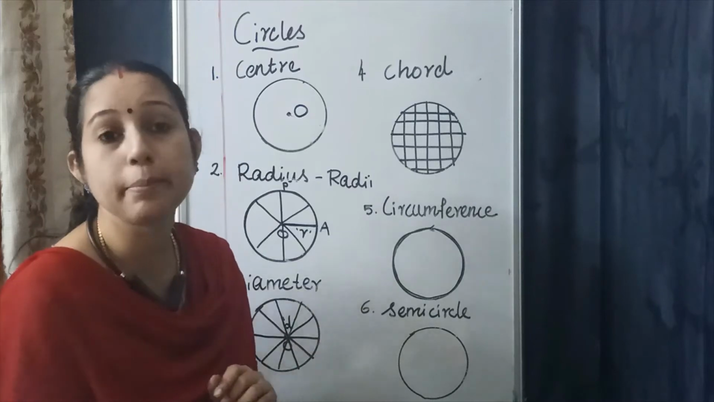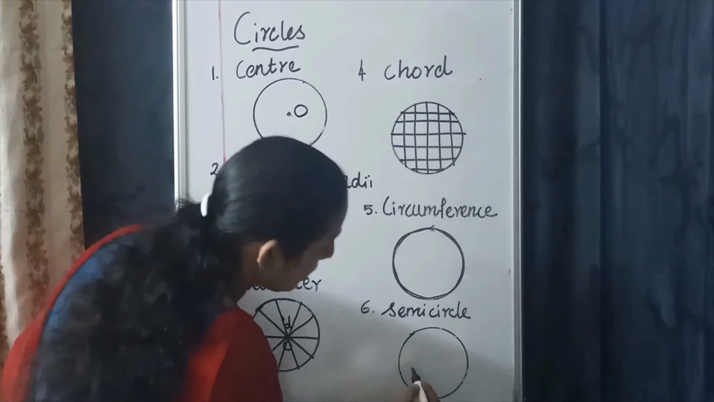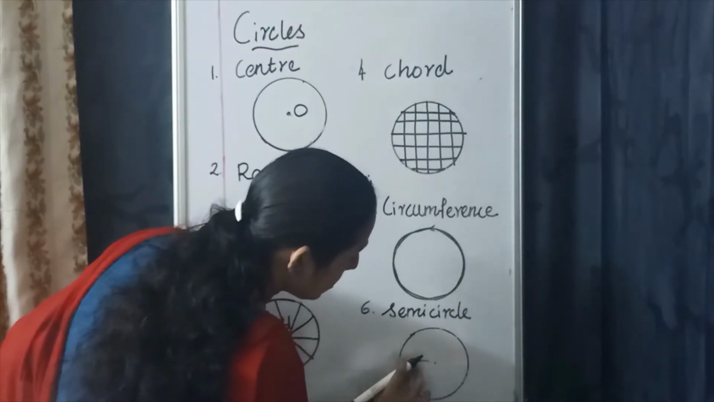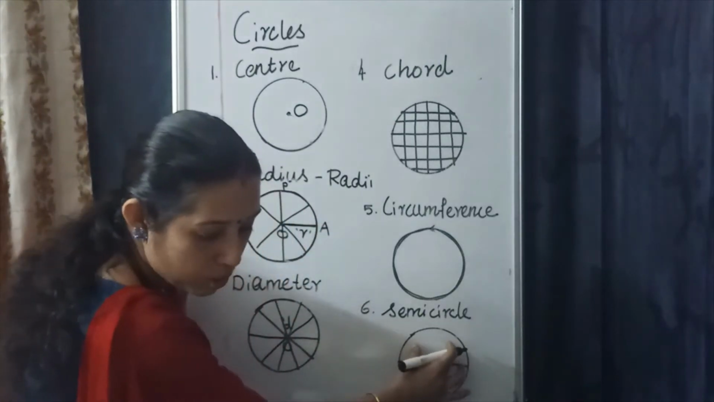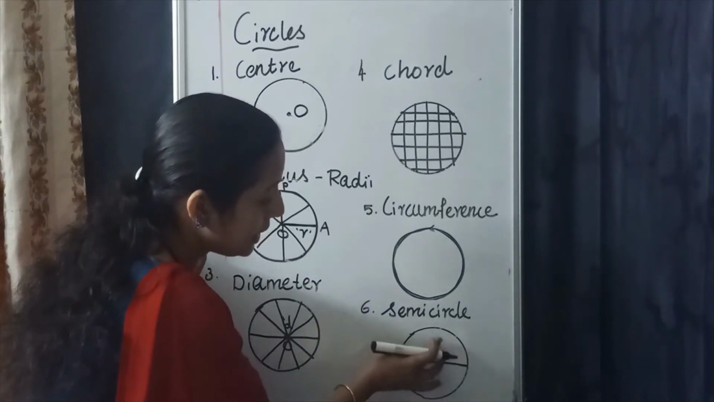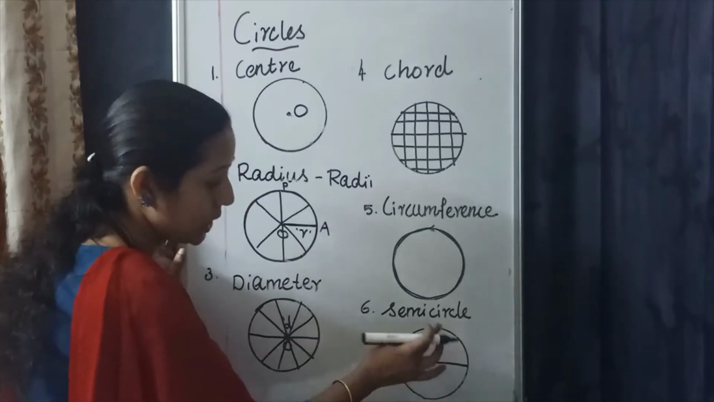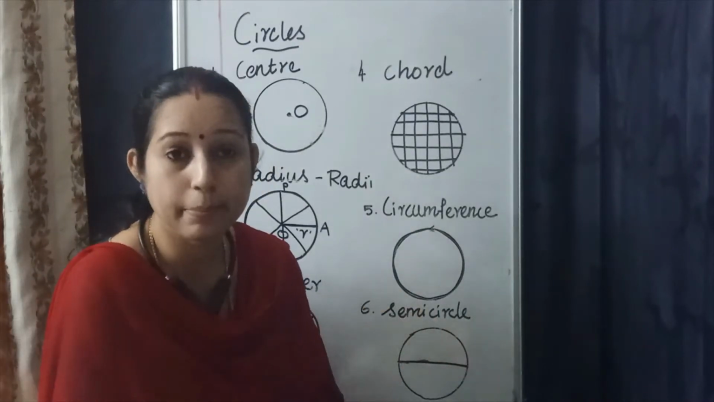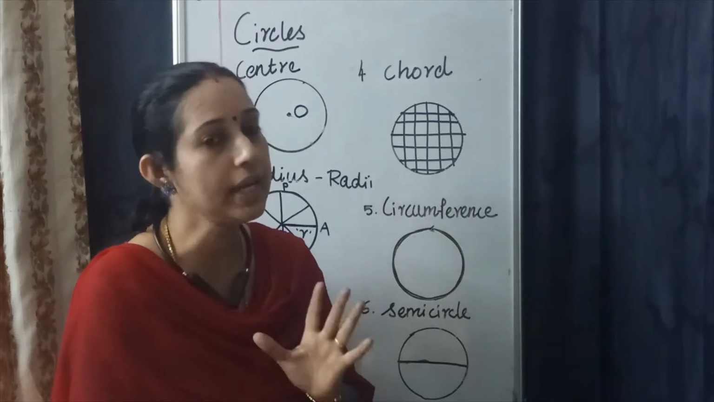And next, the semicircle. Semicircle means this circle that we divided into half. Here is the diameter and this part. The diameter of a circle divides the circle into two halves. Each half is called a semicircle. Half of a circle is called the semicircle.